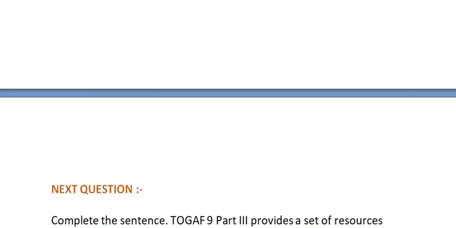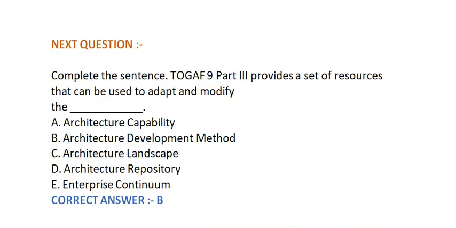Now moving to the next question. Complete the sentence. TOGAF 9 part 3 provides a set of resources that can be used to adapt and modify the. Option A, architecture capability. Option B, architecture development method. Option C, architecture landscape. Option D, architecture repository. And option E, enterprise continuum. And the correct answer is option B.